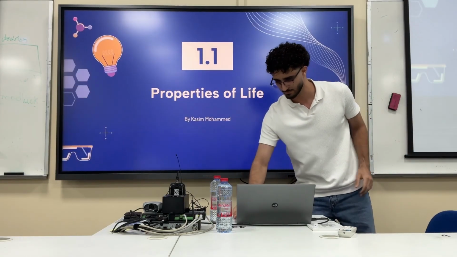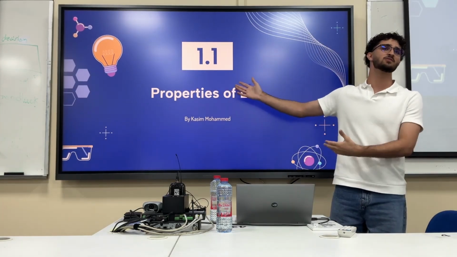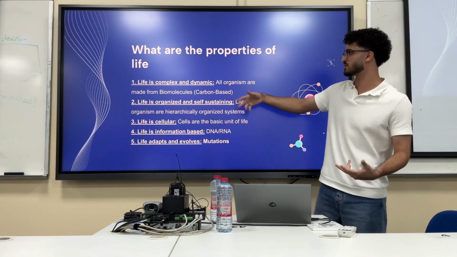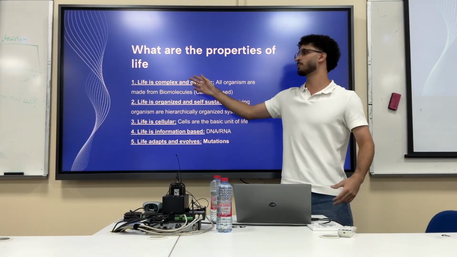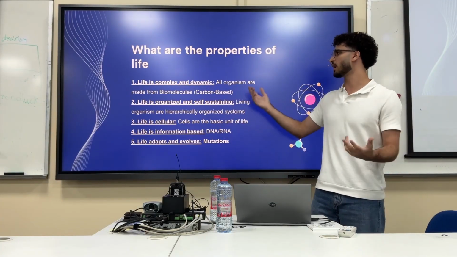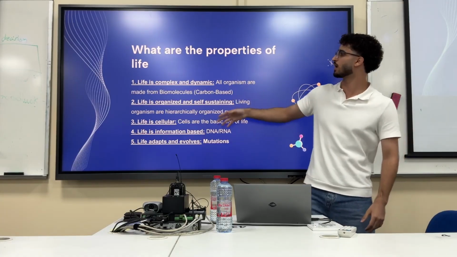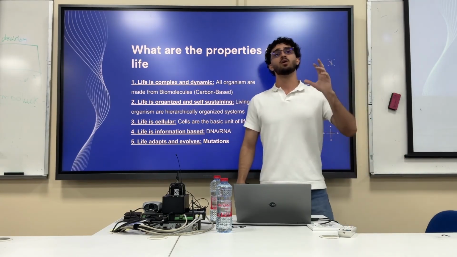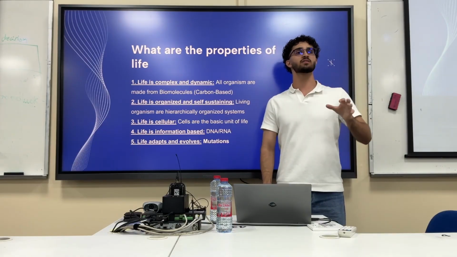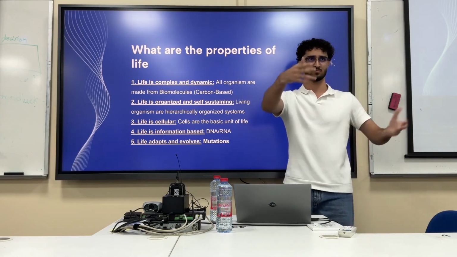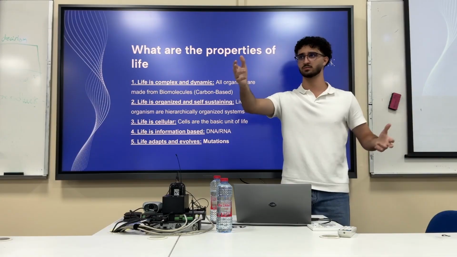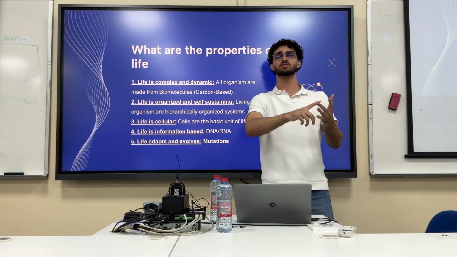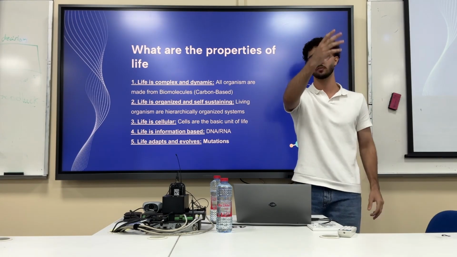1.1 Properties of life. Now, I'm not going to spend a lot of time on this. I'm just going to be really quick. Life is complex and dynamic. What does that mean? All organisms are made from biomolecules. They're all carbon-based. All of the biomolecules are made from 6 atoms. What are they? Carbon, oxygen, hydrogen, nitrogen, sulfur, and phosphorus.